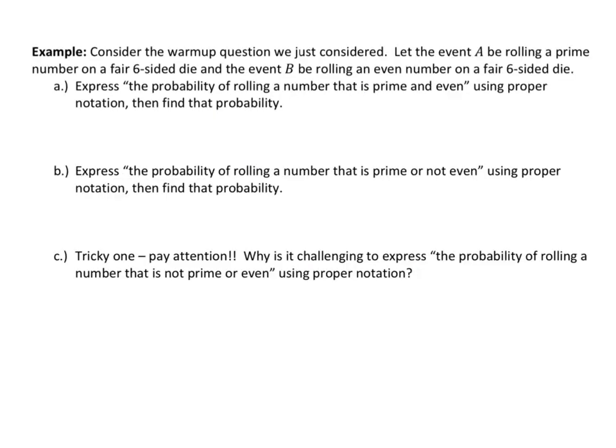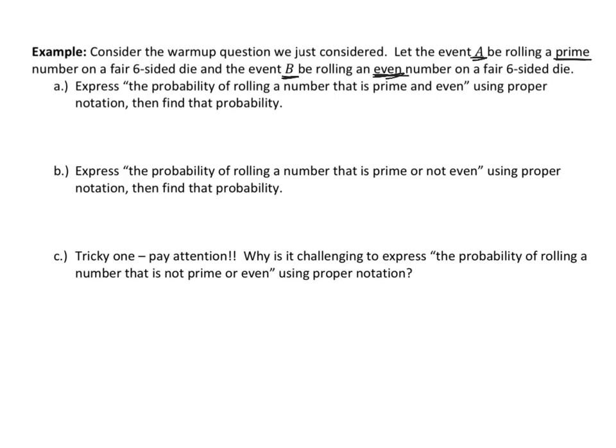So now that we have this new notation, I want us to get an opportunity to practice that. So we're going to think about the same warm-up question that we were talking about before. We're now going to let the event A be that we get a prime number, and we're going to let the event B be that we get an even number when we're rolling a fair six-sided die. So in part A of this, I want us to express the probability of rolling a number that is prime and even using proper notation, and then find the probability. If you feel comfortable with that, go ahead and pause the video and try it on your own. If you're not sure, I'll go through it with you right away.